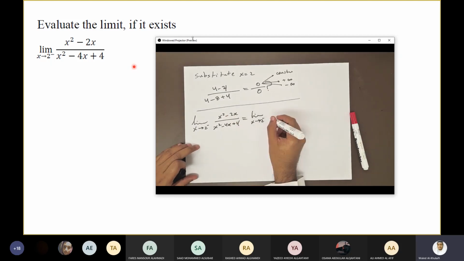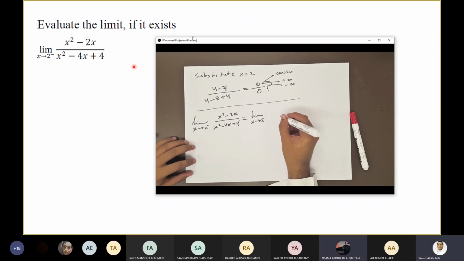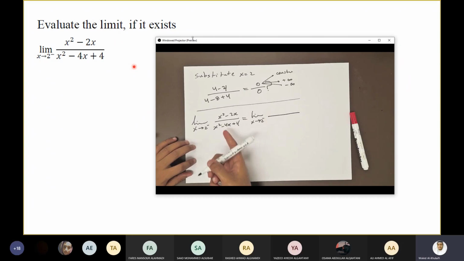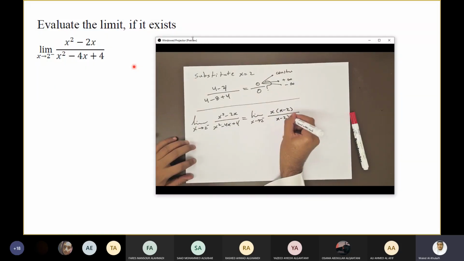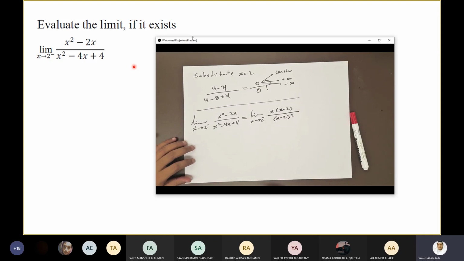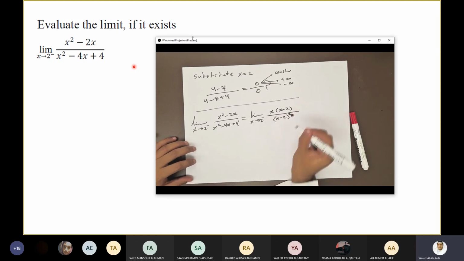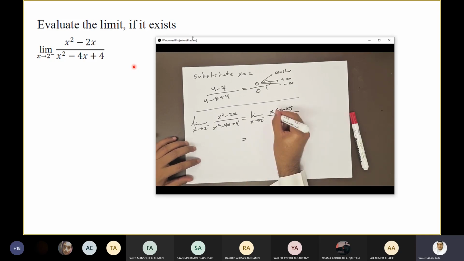So what should I do here? If I'm dealing with this expression, raise your hand if you know. Yes, Osama? Common factor. So factorize each of the numerator and denominator. Here when I factorize, I have x times x minus 2. Down here you notice that this is a complete square, so this is x minus 2 all squared. And this factor will cancel with one of these.